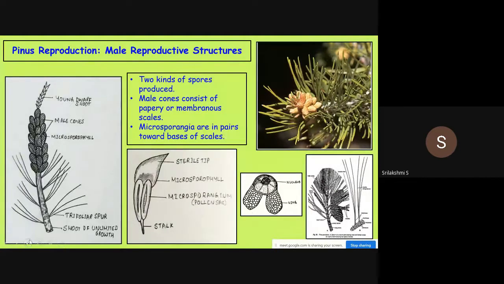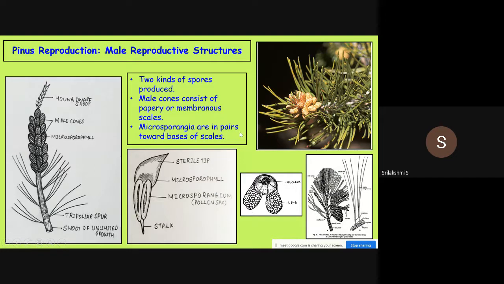So see, in the first diagram you can see a cluster of male cones. Okay, so dwarf shoot you can see. In the axil of the scale leaves, generally these male cones are borne. So there are clusters of male cones like this in the terminal region of the stems. So you can see one picture here also, a cluster of male cones.